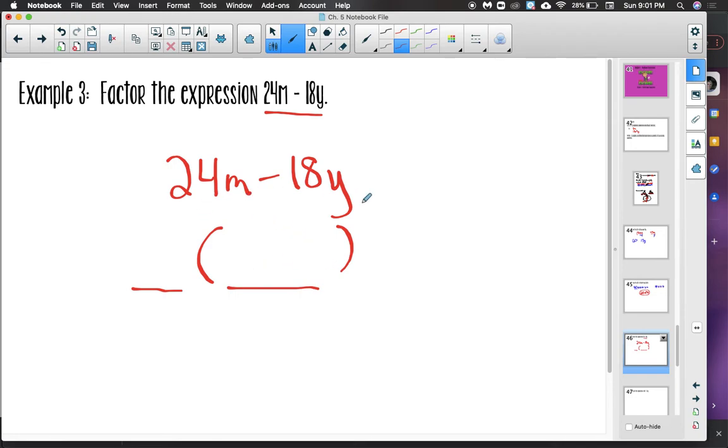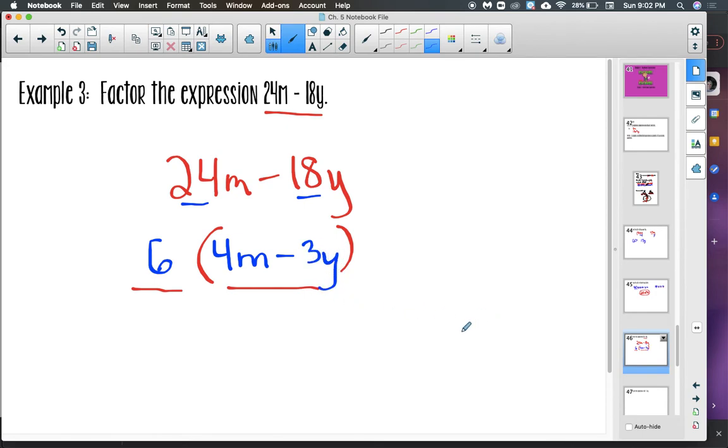So 24m and 18y, my GCF is not going to have a variable because the m and the y are not the same variable. So we're just going to focus on our coefficients. The GCF of 24 and 18 is 6. And you can do that with the listing method or the Venn diagram method. It does not matter. But now we need to divide both of these terms by 6 to see what we have left inside our parentheses. So 24m divided by 6 is 4m. A negative divided by a positive is a negative. 18y divided by 6 is 3y.